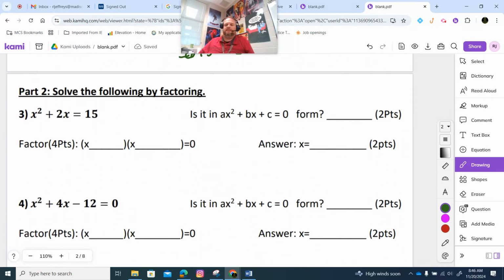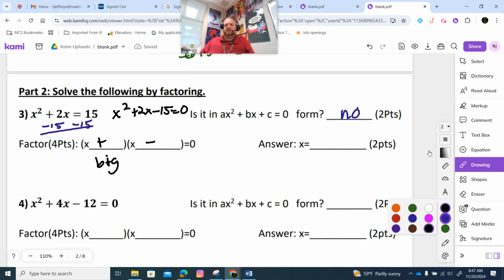Scrolling on down. Is this in that form? This is a big fat no. Moving this over. Now, 15 equals 0. This tells us our signs are different. This tells us our bigger factor is positive. So this would be plus 5 minus 3. Our answer is the opposite.